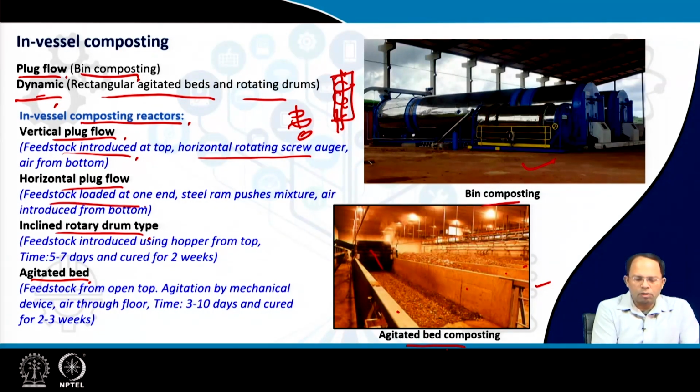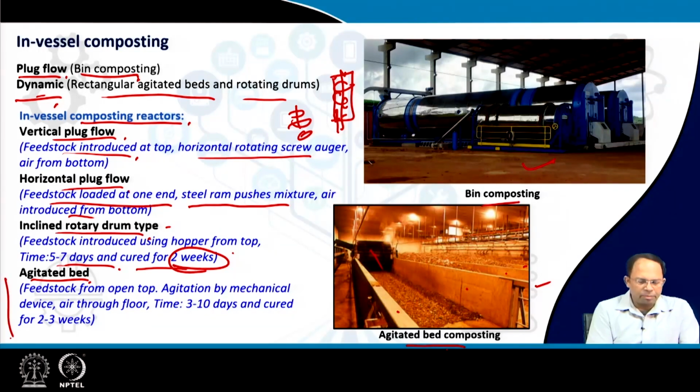Horizontal system, feedstock loaded at one end, a steel ram pushes the mixture, air is introduced from the bottom and also exhausted as well. So that means we push the garbage from one side and from the other side it comes out. Inclined rotary drum type, feedstock introduced using a hopper from the top, so it is continuous introduction of waste. It takes 5 to 7 days and then is eventually cured for 2 weeks. So any kind of in-vehicle composting or any kind of composting requires curing. So for 2 weeks we have to cure the compost after it comes out.